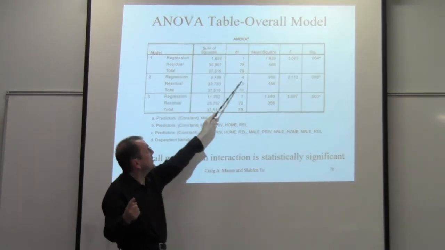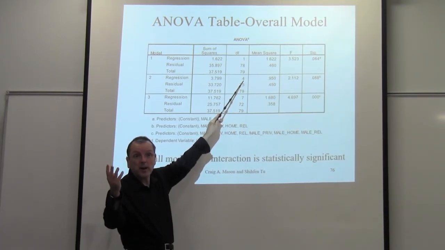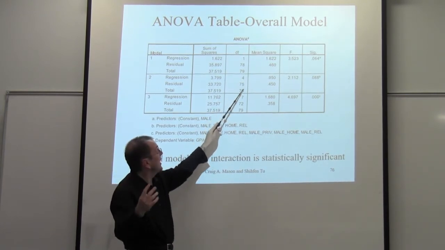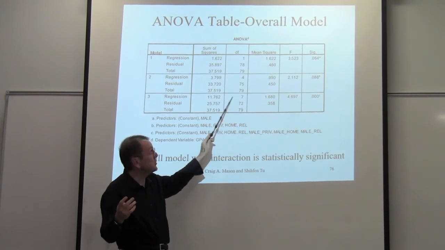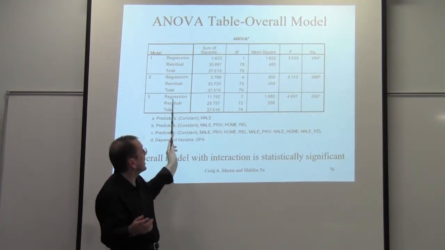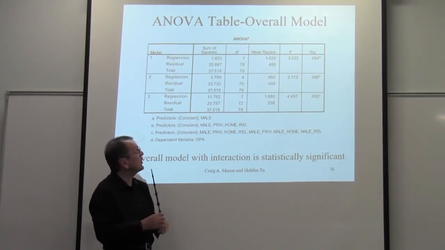In the second model, now we've added 3 variables for school type, so the degrees of freedom regression is now 4. Right? Gender plus the 3 school types. And then we're adding the 3 interaction terms in the third step. So now we're up to 7 degrees of freedom for our regression. A few things just to make sure we don't forget.